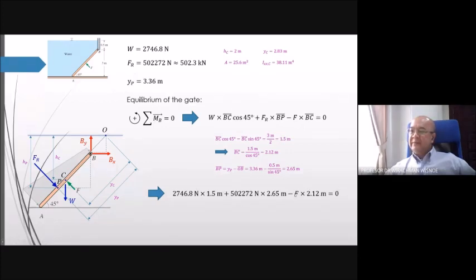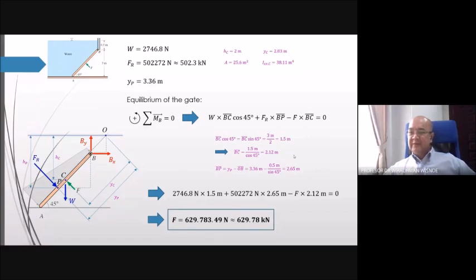The only thing that remains is F, so you can calculate F. We obtain F equal to 629.72 kilonewton. Again, we notice that this value is much bigger than the weight, which means that the force you need to apply here is mainly to work against the water pressure force. Okay, with that, we answer this problem.